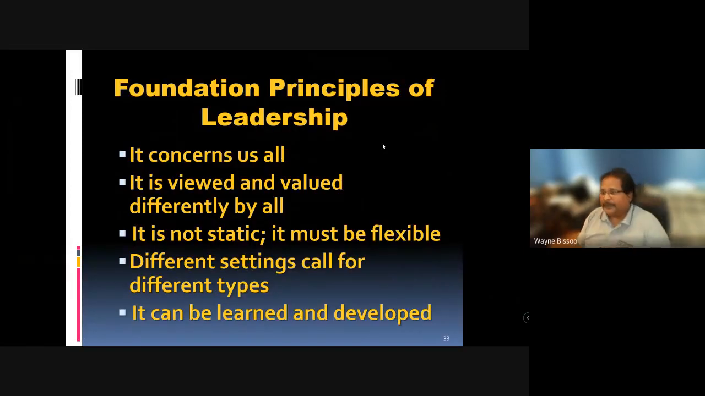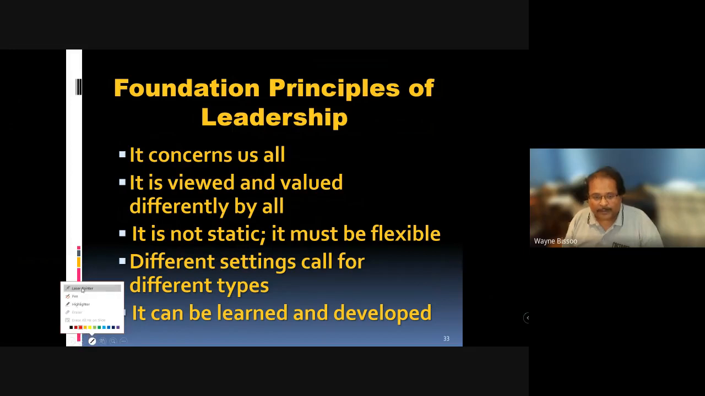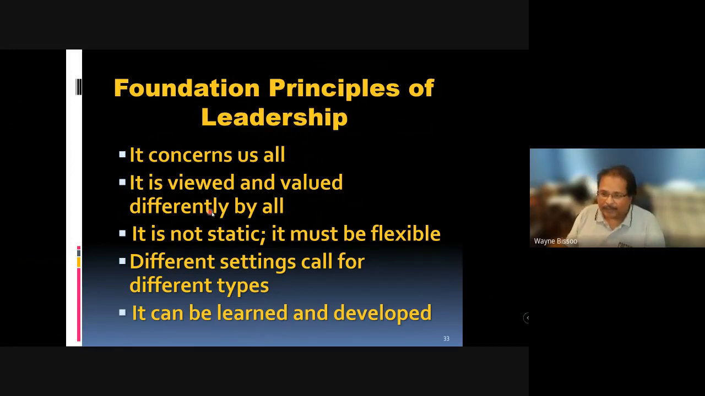Then we have the foundational principles of the leadership model, and the first one is very important because it starts with leadership being of concern for everybody, and that's why we're doing this for everybody. Far too many of us take a back seat when it comes to leadership situations. We have to appreciate that it's viewed and valued differently.